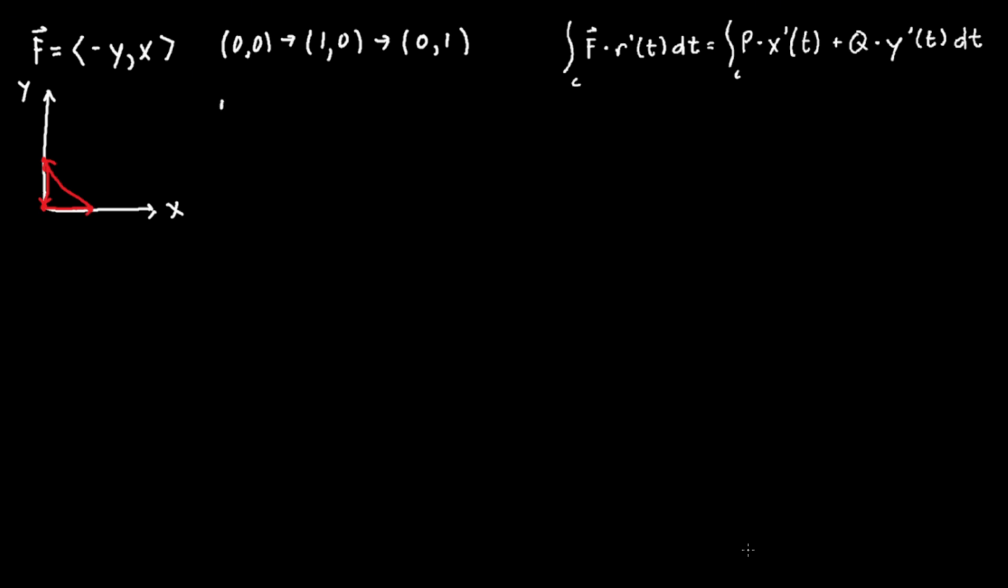Okay, let's start off. The first parameterization is the one from 0 to 1, 0. So this parameterization is t, 0. That makes sense given our boundary from 0 to 1. Our derivative for this parameterization is 1 and 0. The derivative of t is just 1, and the derivative of 0 is just 0.